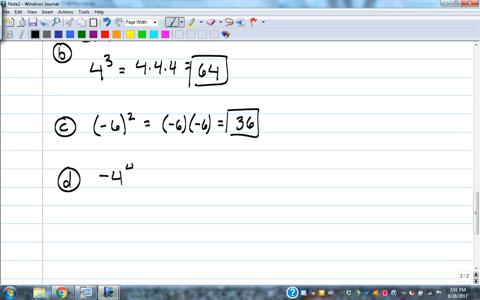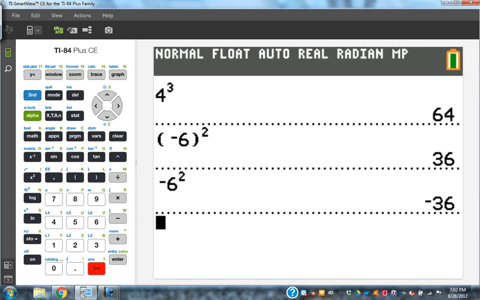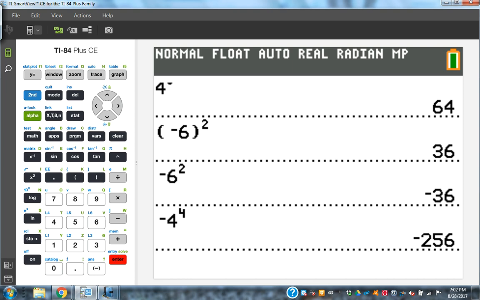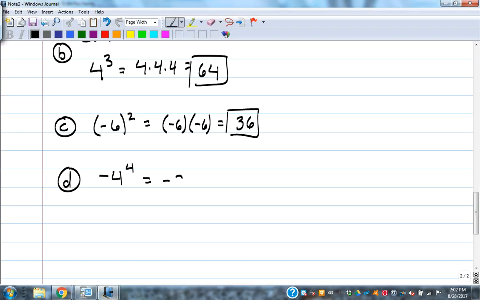-4 to the fourth. So here's one where the negative has no parentheses. So it really is the way I typed that last problem into the calculator. It's 4 to the fourth power and then put a negative on the end. -4 raised to the fourth: 256. -256.